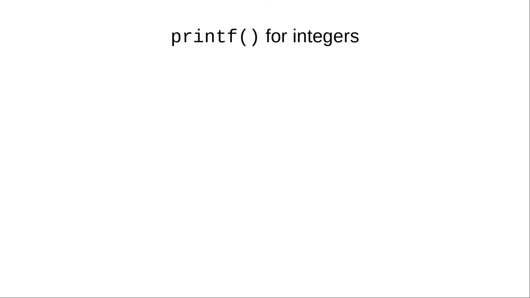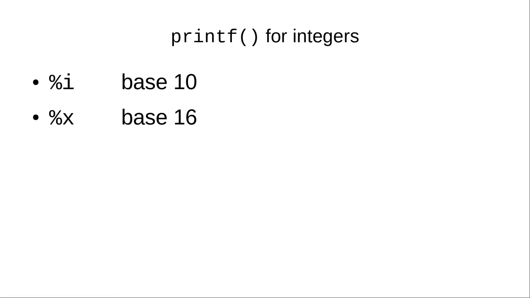When it comes to printing integers with printf, you have several choices. %i prints the number in base 10. %x prints the number in base 16. This is used when you want to see the actual bits in a number. It's useful for low-level debugging and also for doing color codes in HTML and web-based software.